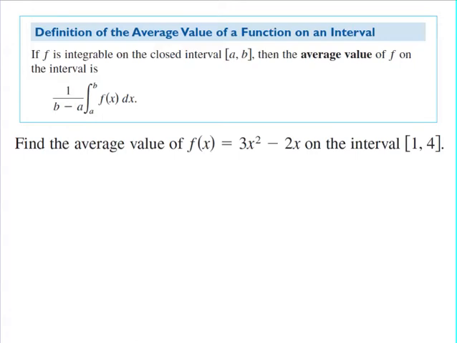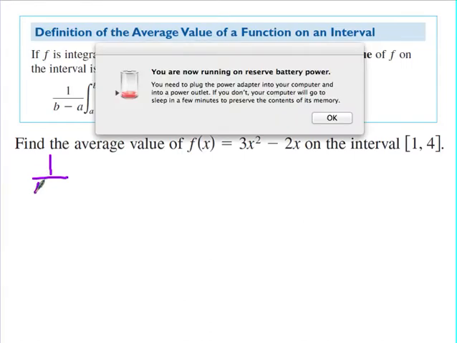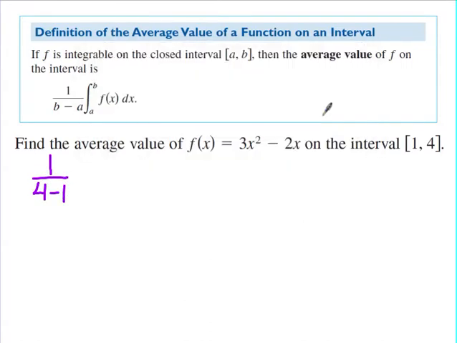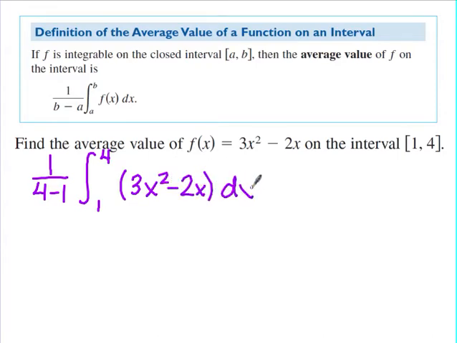So it says find the average value of f of x equals 3x squared minus 2x on the interval 1 to 4. So what we're going to do is I'm going to go ahead and write 1 over, and in this case it'll be 4 minus 1. I'm going to integrate this from 1 to 4, and I'm going to integrate 3x squared minus 2x dx. All right, so really in front I now have 1 what? Third. Okay, now I need to integrate each of these individually.